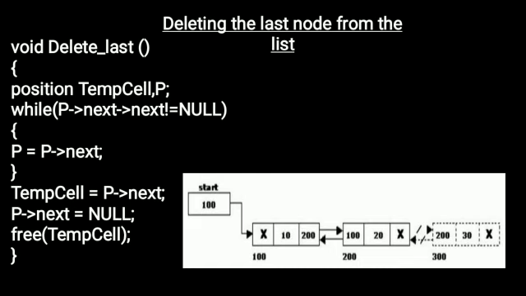We execute the statement P equal to P of next until we find the last node, that is P of next equal to null. Then we set P of next node as temp cell. Then we change P of next as null value. Now the temp cell is free, so we easily delete the temp cell node. That's all the deletion operation.